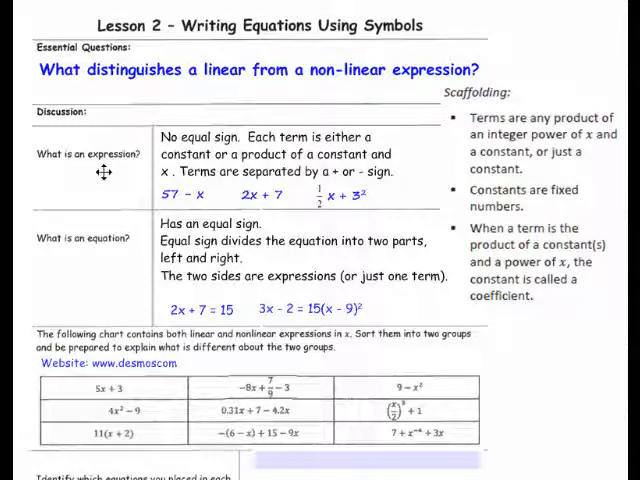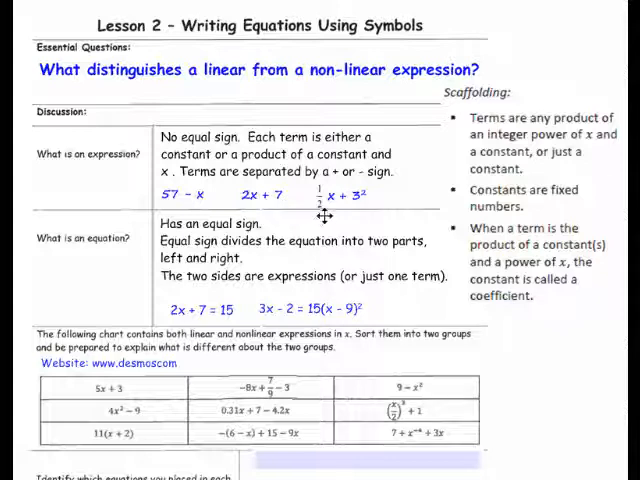Reviewing what an expression is. There is no equal sign. Each term is either a constant or a product of a constant and x. Terms are separated by a plus or a minus sign. Here are three expressions. This is a constant. This is a variable, separated by a minus sign. This term is 2 times x. 2 is the coefficient. X is a variable and 7 is a constant.